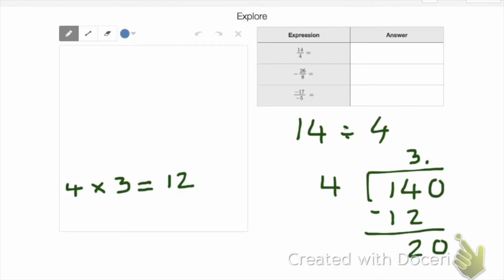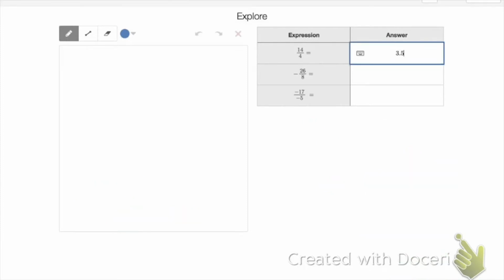4 cannot go into 2, so we have to put the decimal and add the extra 0. 4 goes into 20, 4 times 5 equals 20. So the answer will be 3.5. Okay, let's do the next one. Negative 26 over 8. Negative divided by positive, the answer will be a negative answer.